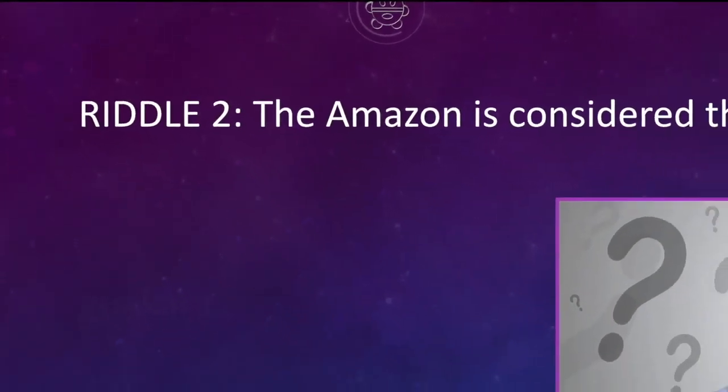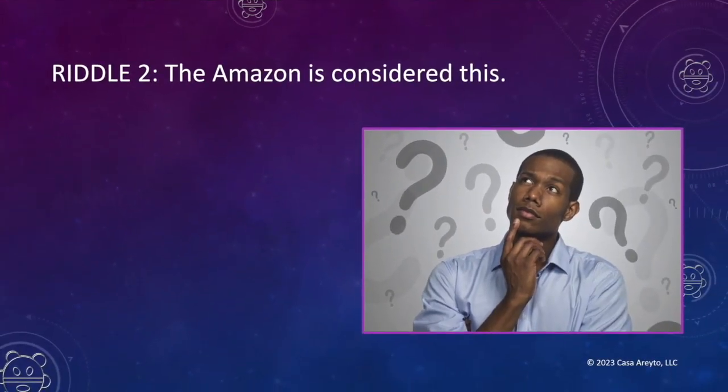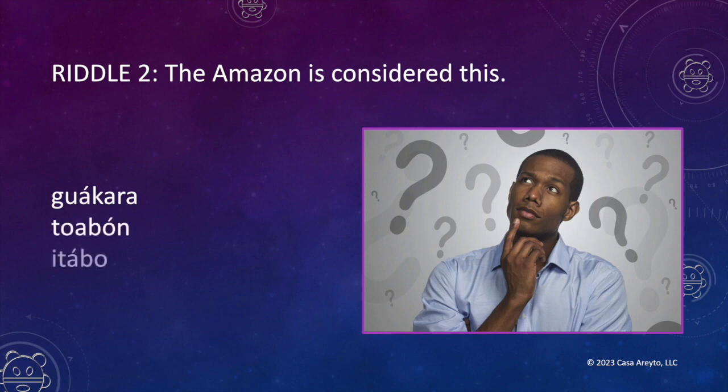Are you ready for the next riddle? Let's take a look. The Amazon is considered this. Let's look at our options. Guacara, Toabon, or Itabo. Now think hard. What is the Amazon? And do any of these words make sense?